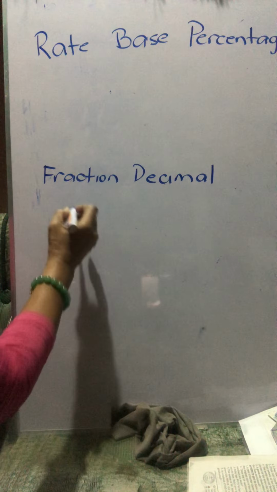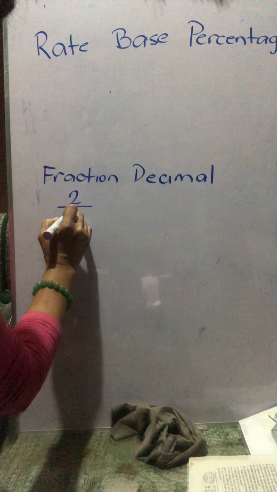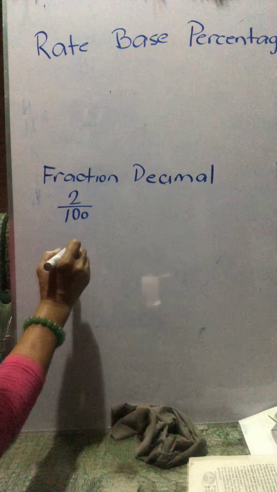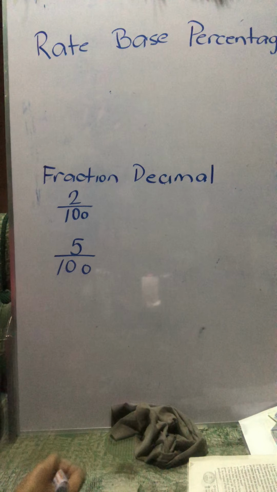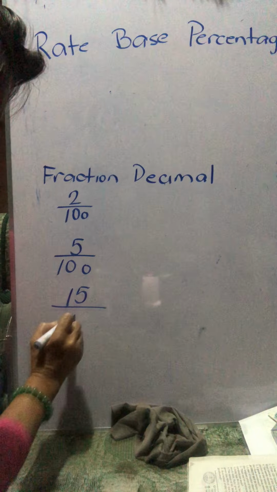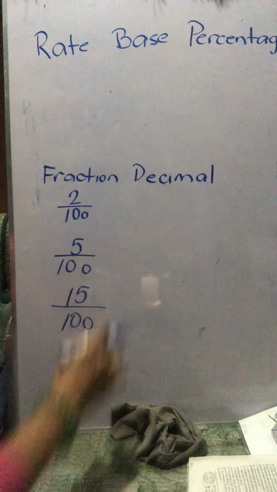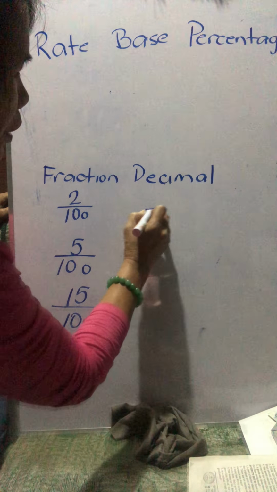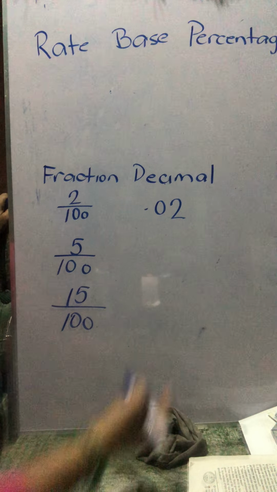Let's say here we have 2 over 100, and then here we have 5 over 100, and then here you have 15 over 100. So in your decimal form, 2 over 100 would be 0.02. How do we get that?